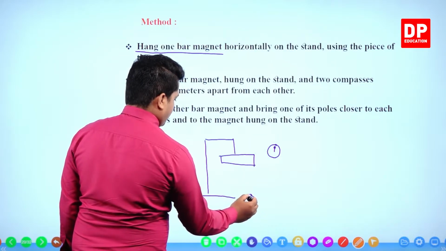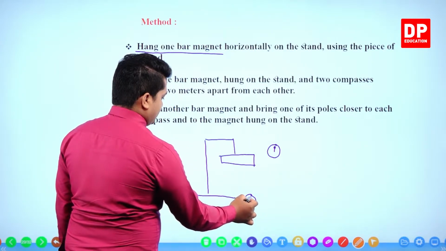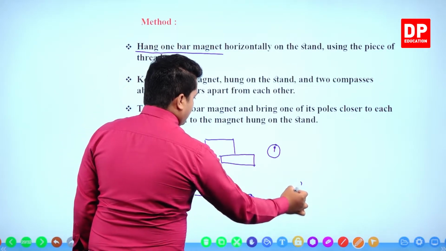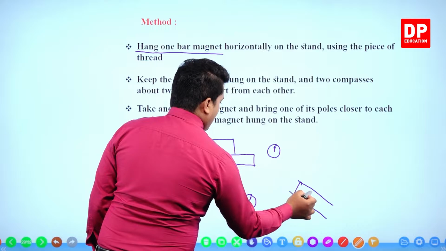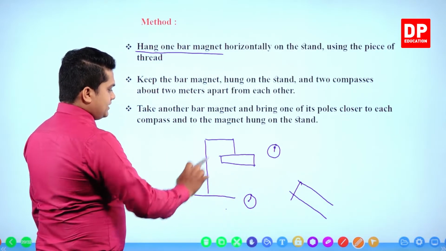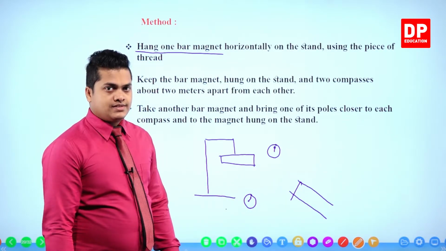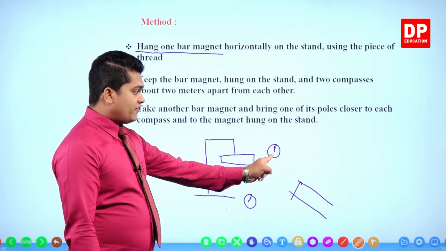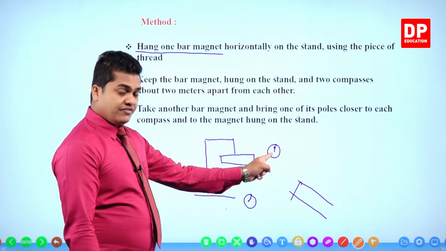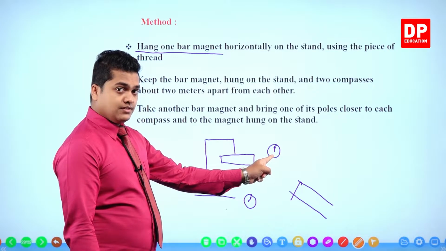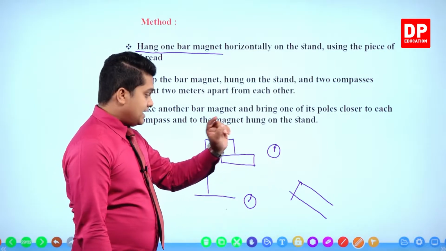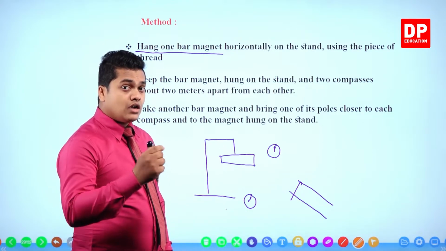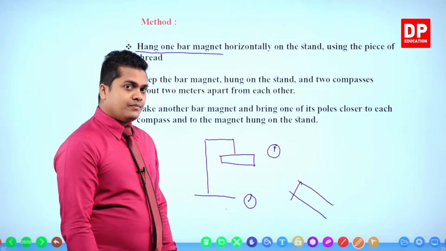We need to keep another compass like this. This is the second compass. Then we need to bring that other magnet near the 2 compasses like this. And you need to observe the deflection of this compass, and deflection of this one, and also the deflection of the hung magnet as well.